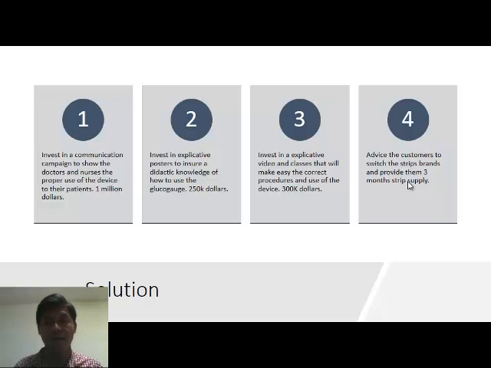Also, advise the customers to switch to the older strip provider, because the newest provider of strips is causing misreadings in their devices. Also, they're overloading their microprocessors.